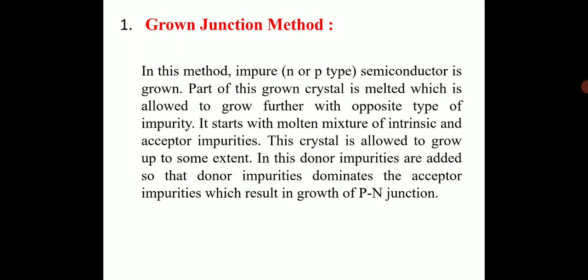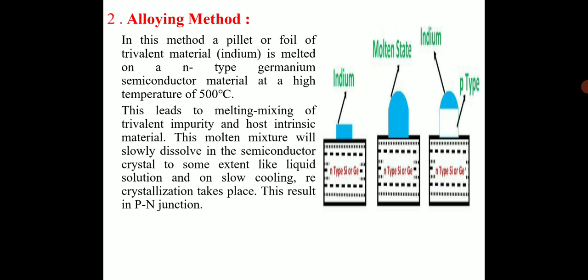But that part of the ground crystal is melted. The part of the ground crystal will be melted, which allows it to grow further with the opposite type of impurity, and it starts with a molten mixture of intrinsic and acceptor impurity, that is the p type impurity, and this crystal is allowed to grow to some extent. Then donor impurities are added, so that the donor impurity dominates the acceptor impurity, which results in the growth of the p-n junction.